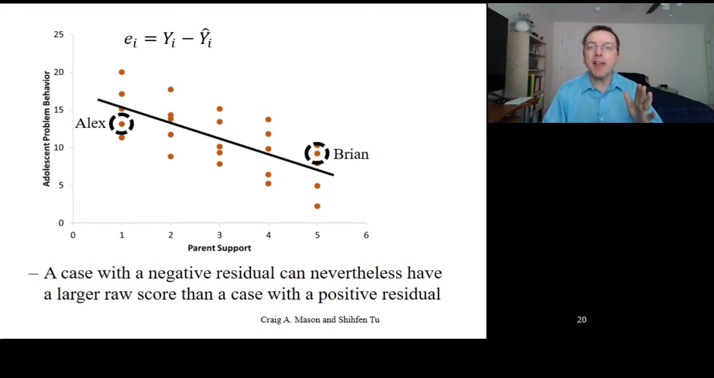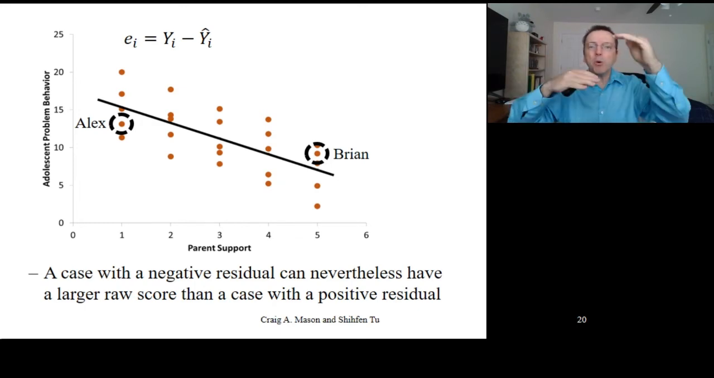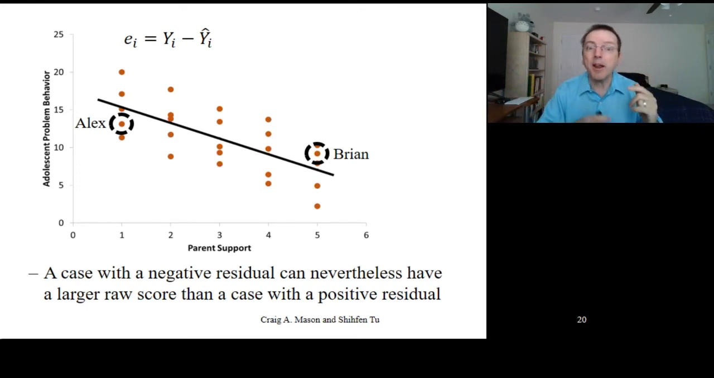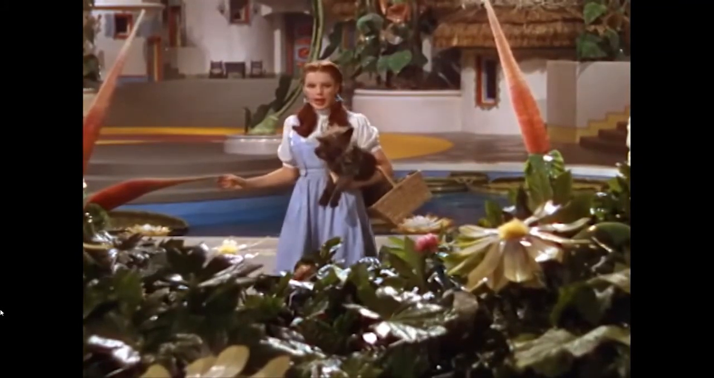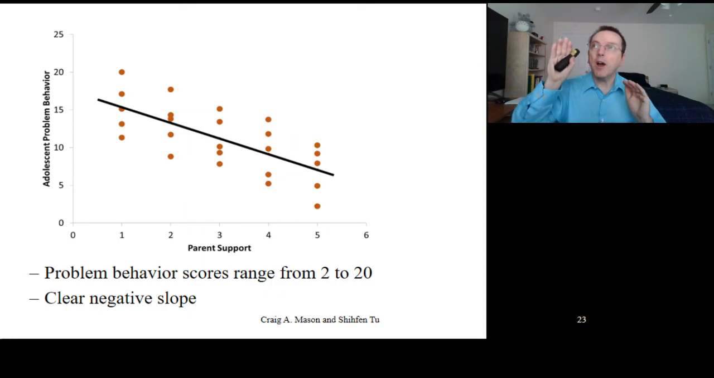Now, we're going to shift and start focusing again on these residuals. And as we do so, it's important to keep this in mind. Residuals aren't the same as the original raw scores. The values and what they may mean, and maybe even how the scores and individuals have appeared relative to each other, think Alex and Brian, has changed. To quote Dorothy, "Toto, I have a feeling we're not in Kansas anymore." We're off to Oz.